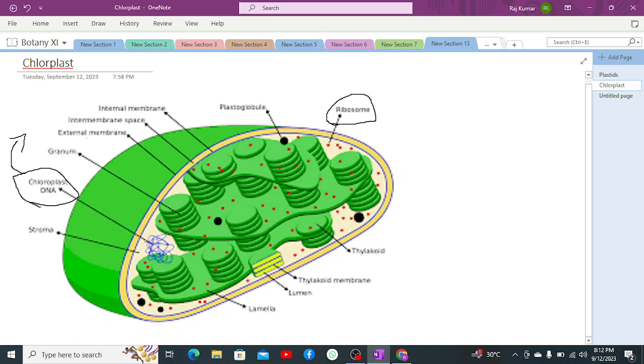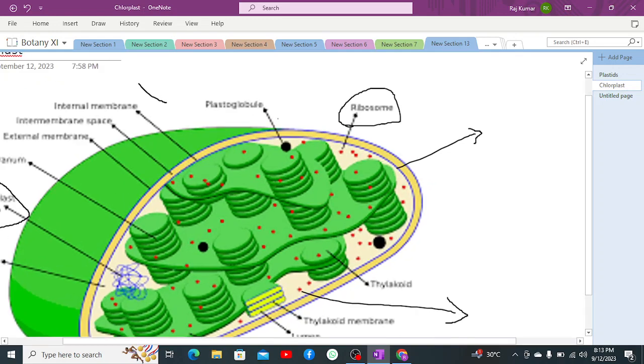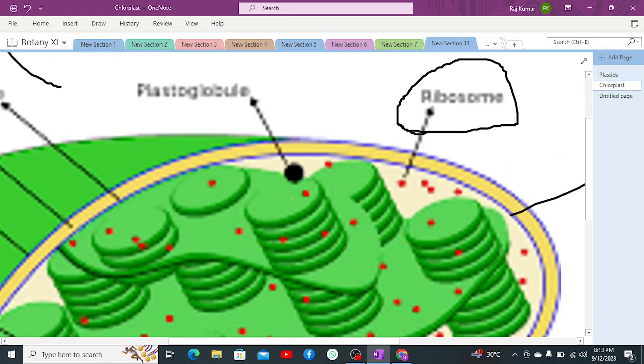On the other hand, there is the presence of enzymes, which are RNA polymerase, DNA polymerase, as well as the Rubisco enzyme, ribulose bisphosphate carboxylase oxygenase, after which there are several 70S ribosomes. There is the presence of all three types of RNA: mRNA, rRNA, and tRNA. Apart from which, it also contains several disc-like structures. Let's zoom in a bit. As you can see within the diagram, there are several disc-like structures over here.